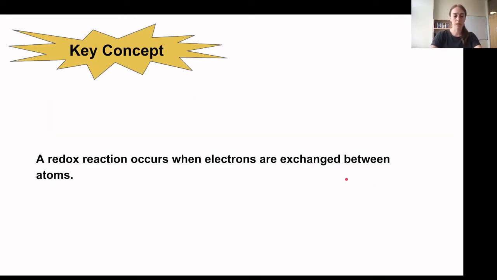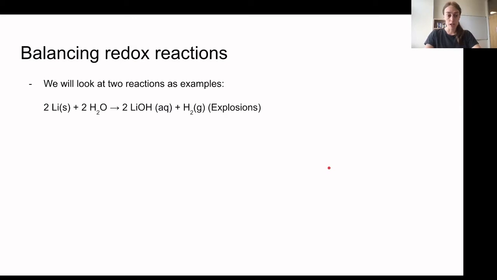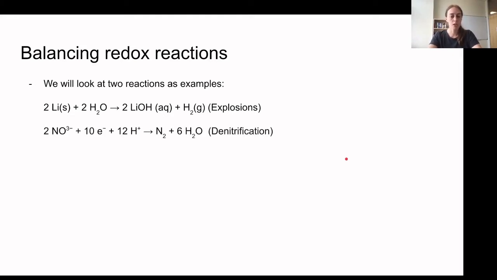So the key concept here is that a redox reaction occurs when electrons are exchanged between atoms, and they occur in a paired fashion. In order to understand what's going on, we need to be able to balance redox reactions. This is probably something that you got in Gen Chem, but for some of you it might have been a while, so we're going to go back and review how this works. We're going to look at two examples. The first is lithium in water. Lithium in water is really scary and rather explosive, so we'll look at the redox processes that cause that. And then we're going to look at denitrification as an example here.